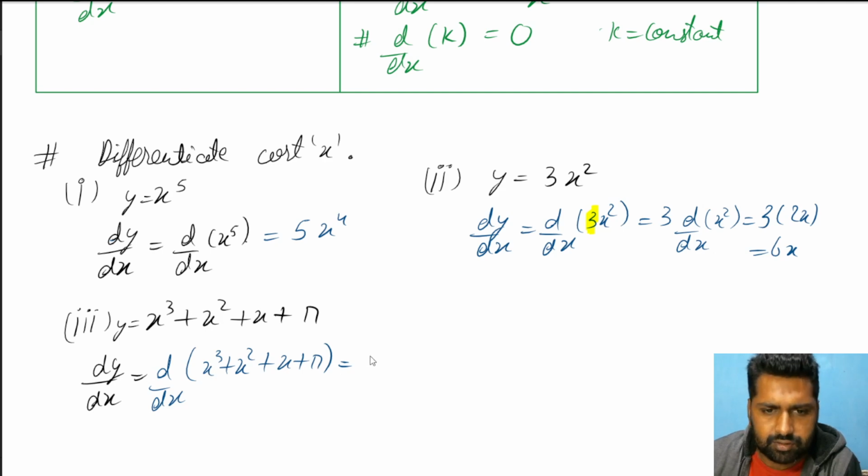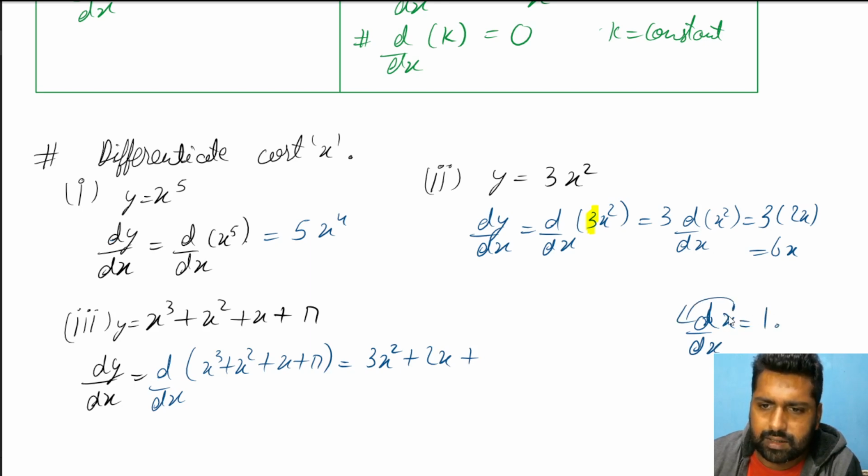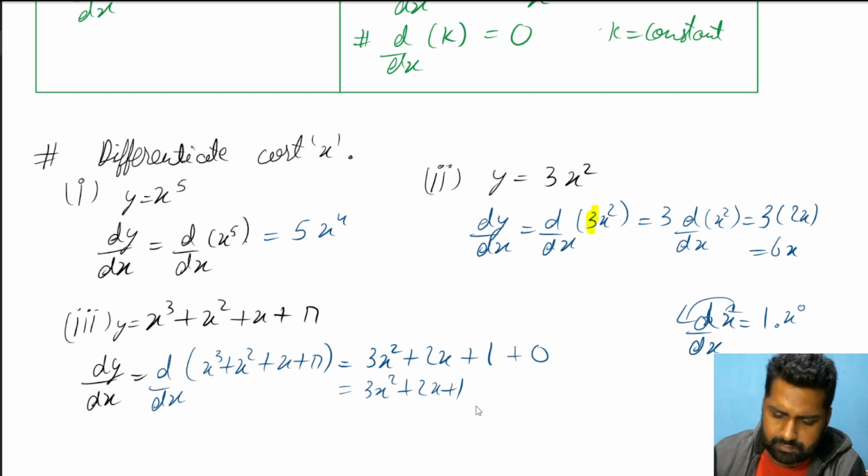X cube, the differentiation of x cube is 3x square, power down, and power becomes 1 less. Differentiation of x square is 2x. Differentiation of x is d by dx of x, power is 1, 1 comes down, and x raised to power becomes 1 less. 1 less means 0. So anything raised to power 0 is 1. So basically 1. Plus pi is constant. The differentiation of constant is 0. So answer is 3x square plus 2x plus 1.